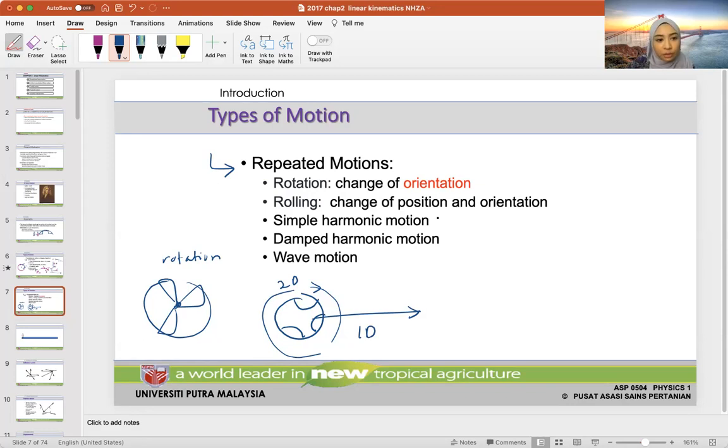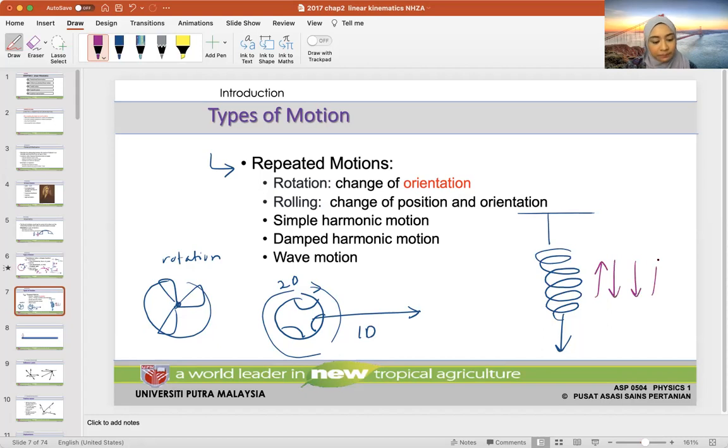Then we have simple harmonic motion, which is a spring. Okay, when I have a spring that is tergantung and I tarik, what do I say? I stretch the spring. What happened? And then I let it go. The spring goes up and down, up and down, up and down. They repeated, so up, down, up, down, up, down. So this is in the ideal world. It does not ever stop. But this is not the case in real world.